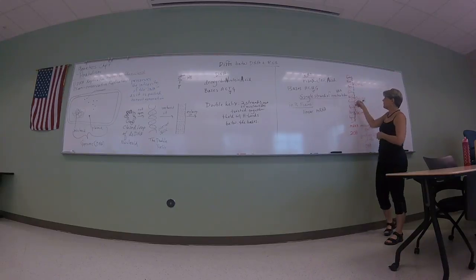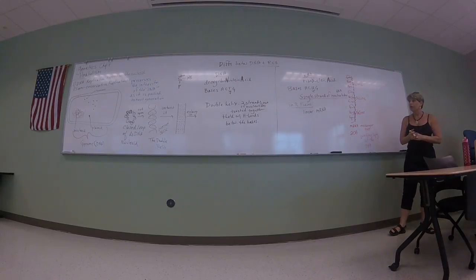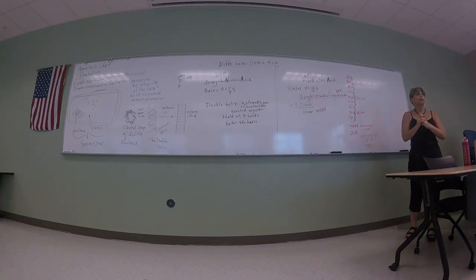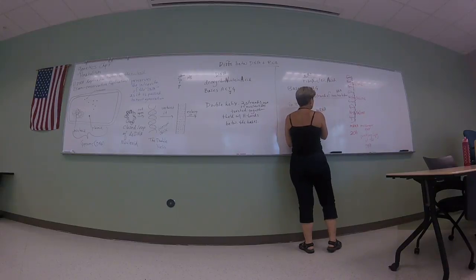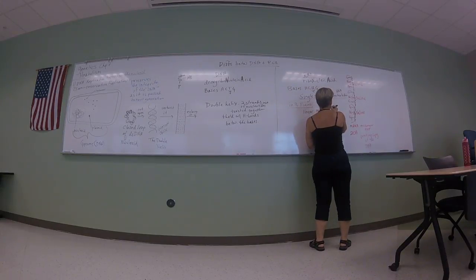But we focus on the letters because that's the coding part of the DNA. That's your genetic code in there. So that's why we focus on the letters. So the linear form is mRNA, and that's a working copy of the DNA for one gene.